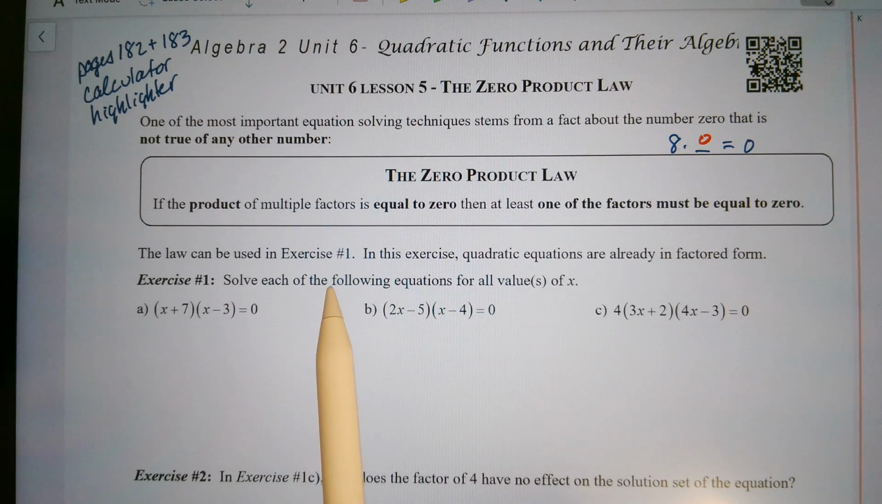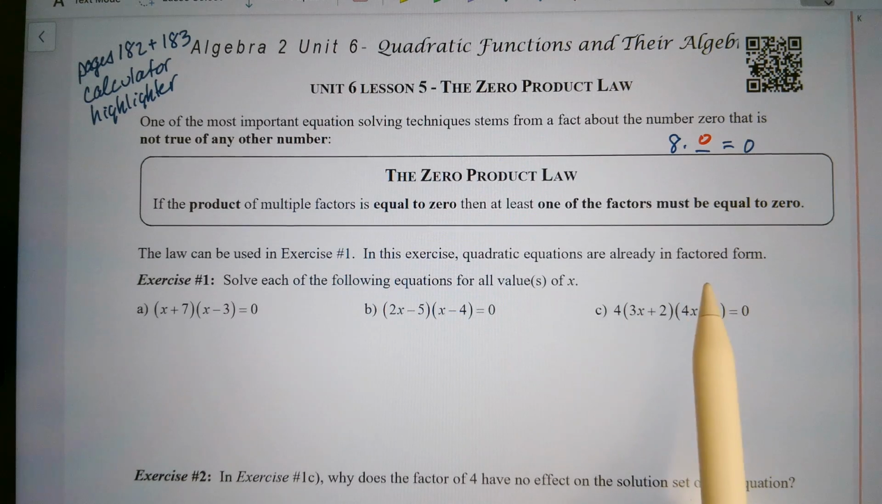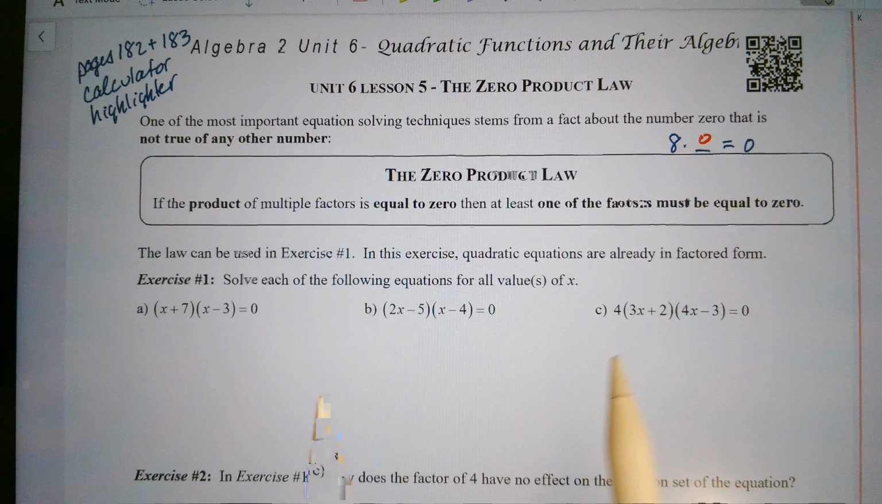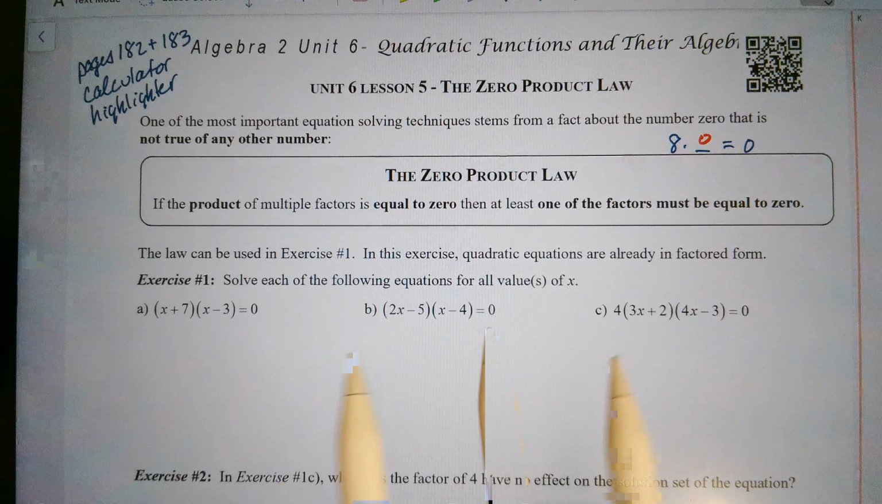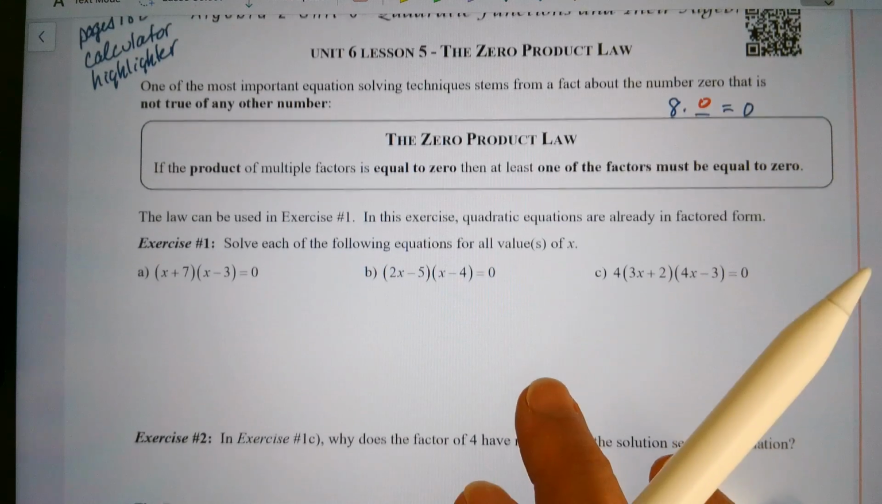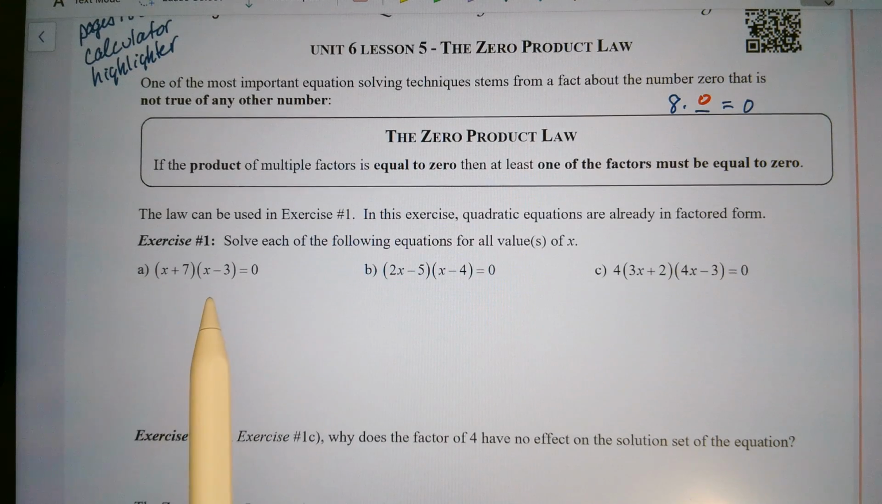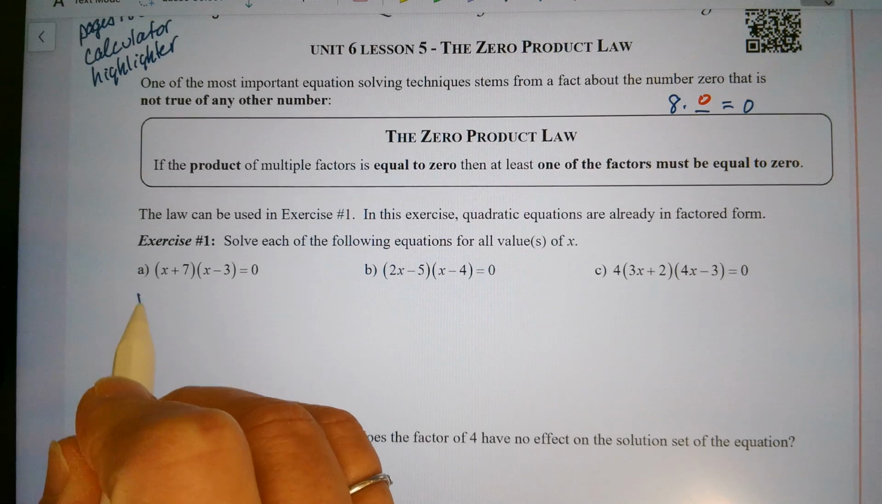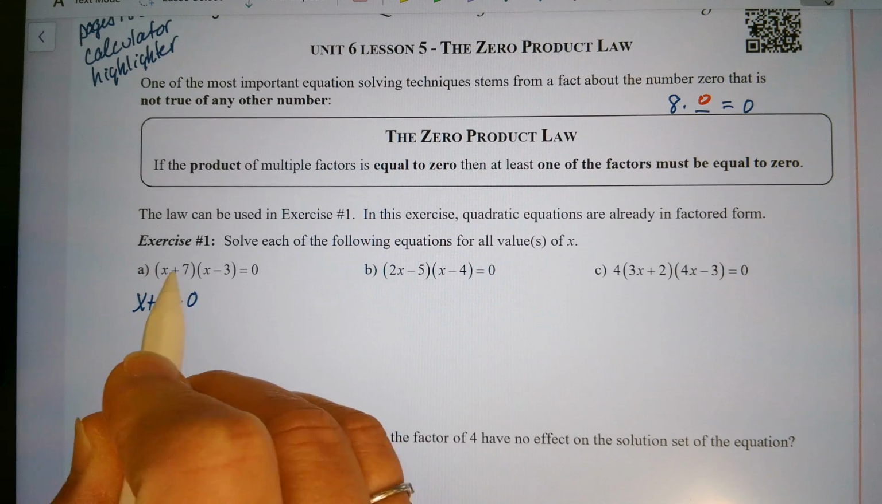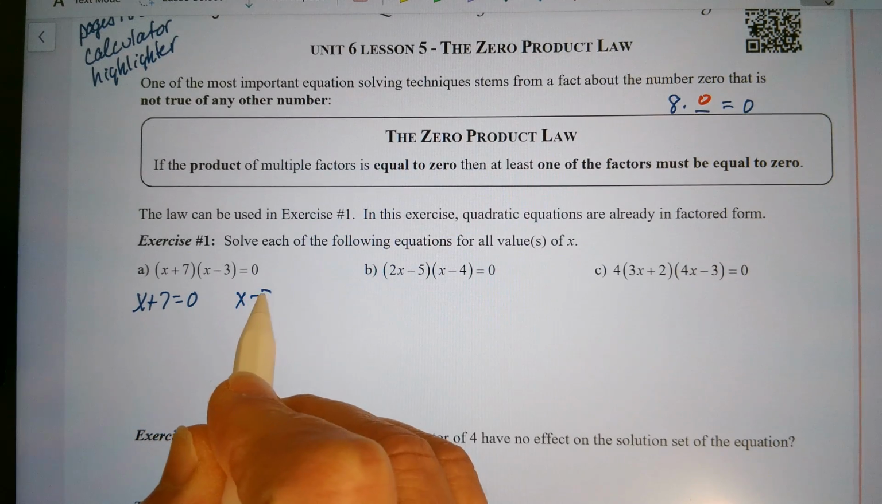The law can be used in exercise number 1. In this exercise, quadratic equations are already in factored form. Solve each of the following equations for all values of x. So we have something times something else equals 0. So that means either x plus 7 is equal to 0 or x minus 3 equals 0. So we set each factor equal to 0.